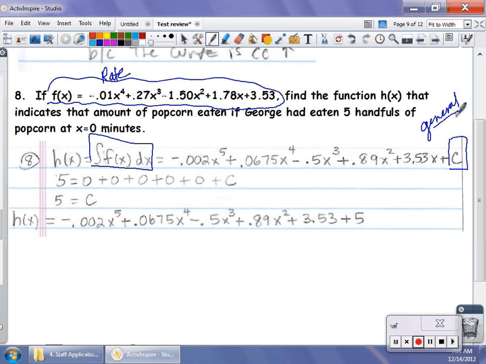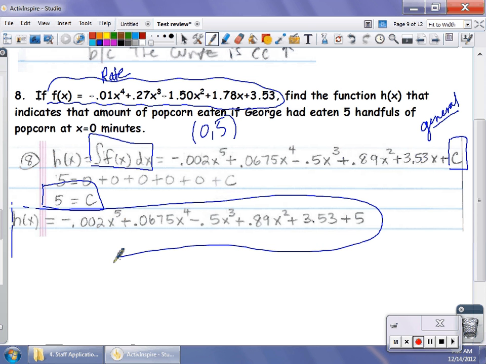And so in this problem, they gave us an initial condition. They said at time 0, George had eaten 5 handfuls of popcorn. So I substitute 0 in place of x, solve for c. C turns out to be 5. And so I write my equation. This is the particular function that represents how many handfuls of popcorn that George is eating.